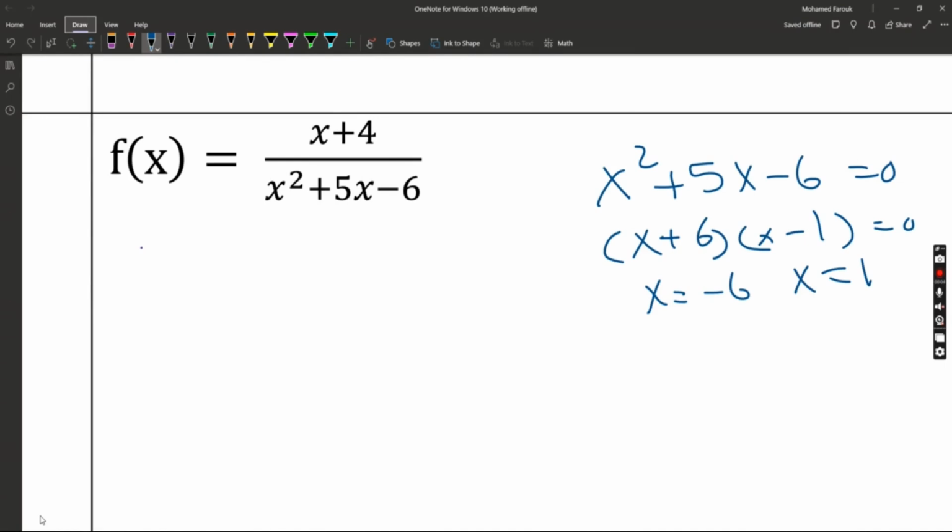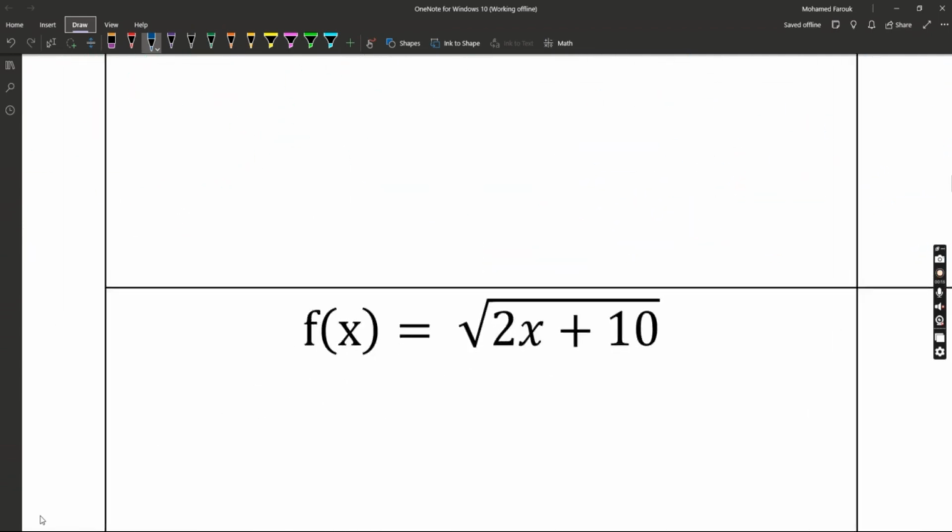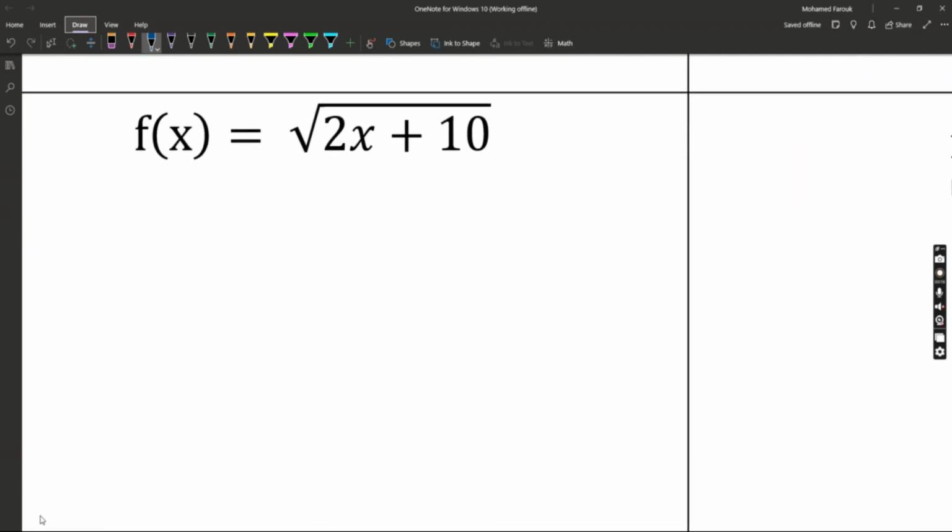In these values you will have 0 in the denominator, so we cannot allow that, so it will be all of real numbers except negative 6 and 1. Okay, let's move. This one is a radical function.